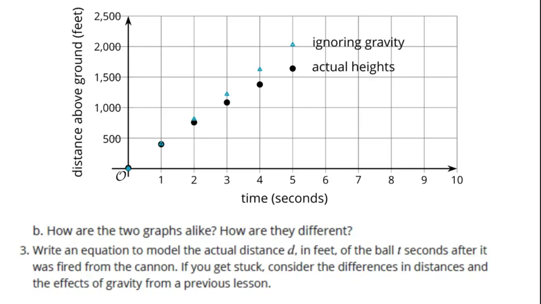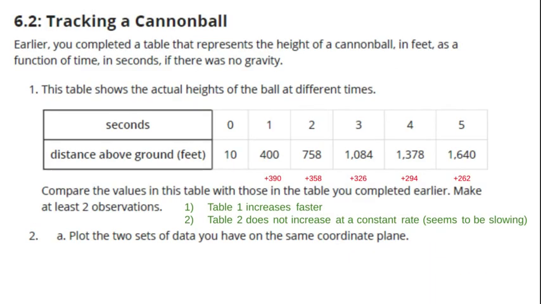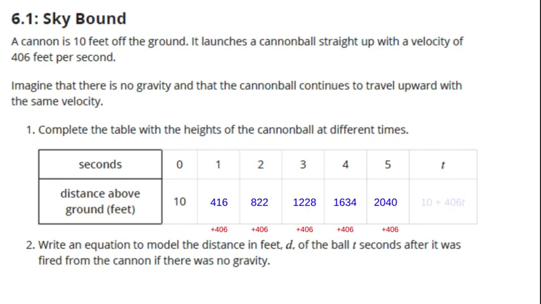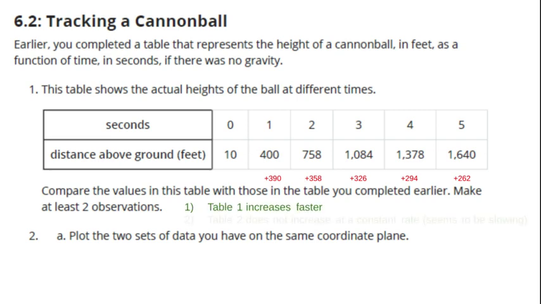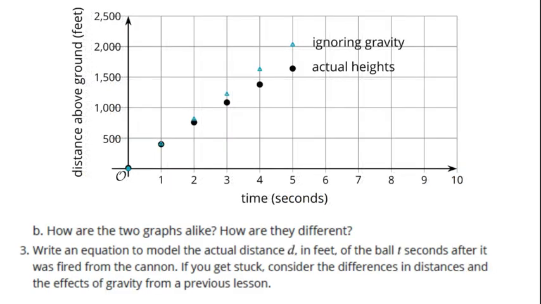So number 3, write an equation to model the actual distance of the ball after it's fired from the cannon. Well, the only thing I need to add, let's go back here, this 10 plus 406t is without gravity. Because I need to add that gravity piece to pull it back to the earth. And we got that when we talked about the dropping, and that was the minus 16t squared. So that's where that comes from. So that equation should be d equals 10 plus 406t minus 16t squared. The gravity is what makes it not increase as fast. And then once it reaches its maximum height, then it's falling again to the earth.